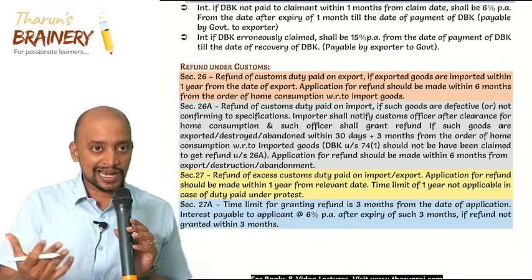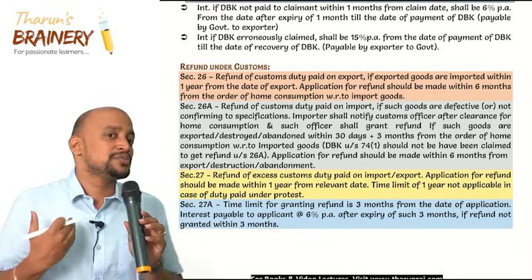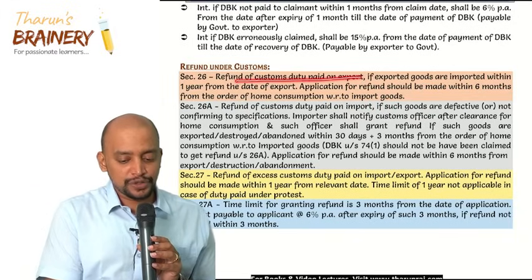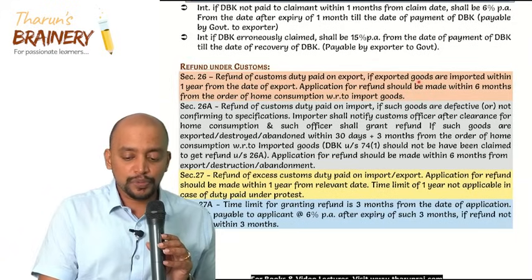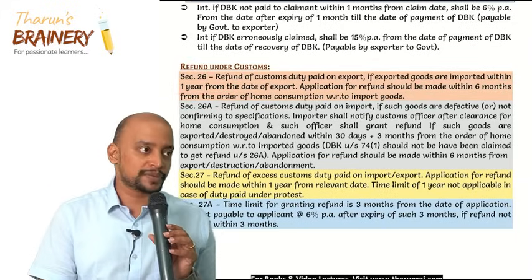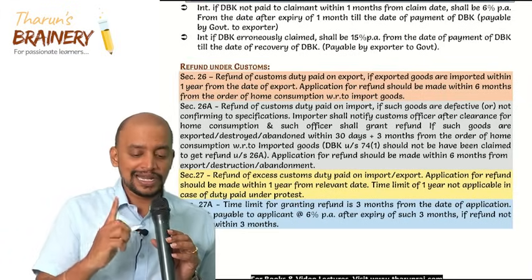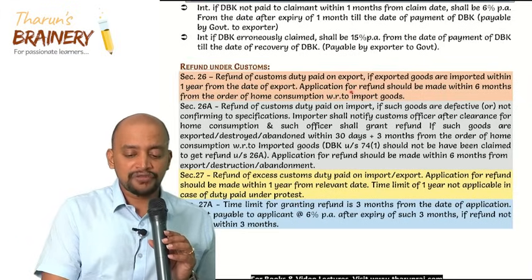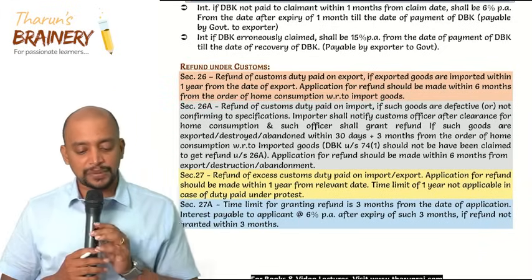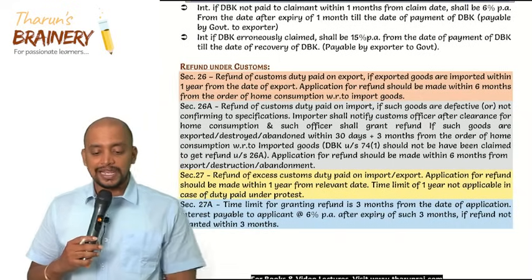I sold goods here, I paid customs duty. Now the goods are returned, which means the customs duty I should get back as a refund. That is this. Refund of customs duty paid on export, if exported goods are imported within 1 year from the date of export. So what is the time limit within which it should be returned? 1 year. And application for refund should be made within 6 months from the order of home consumption with respect to import of goods. Then section 26A.